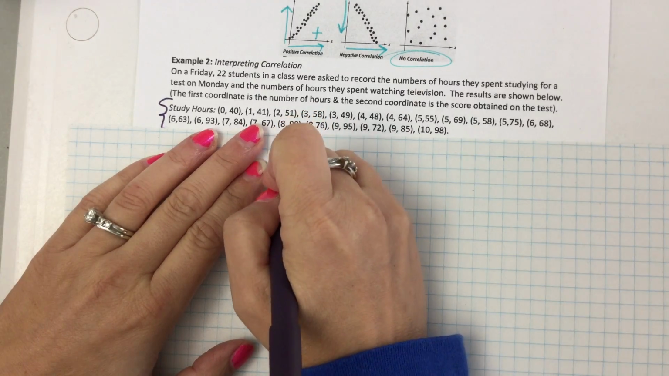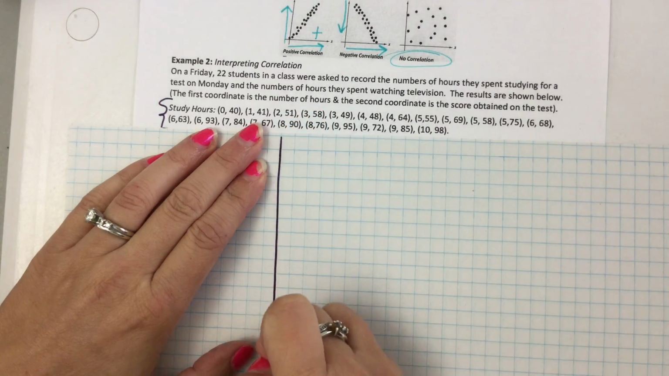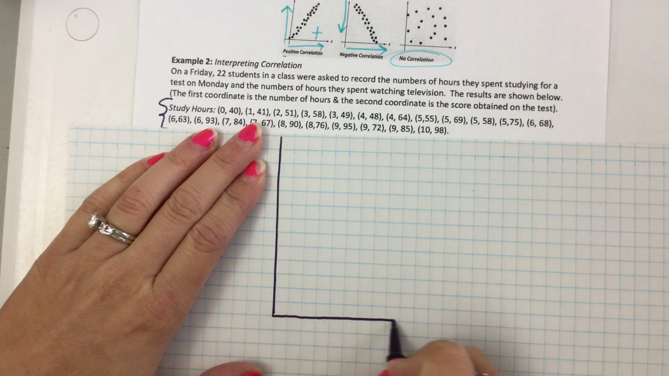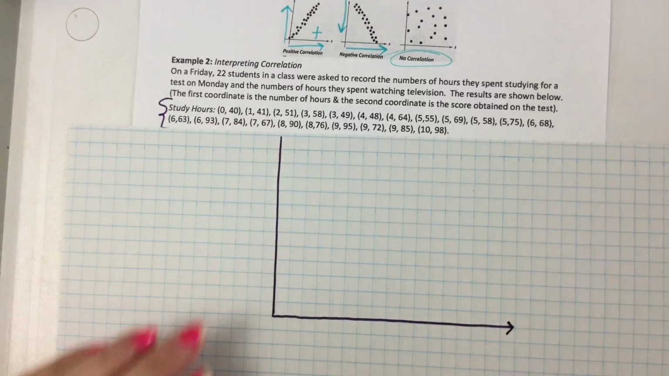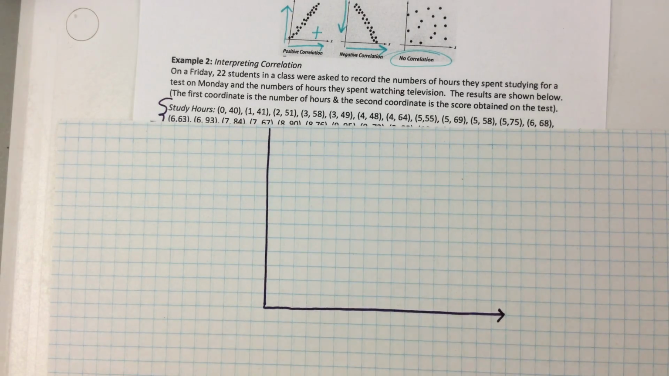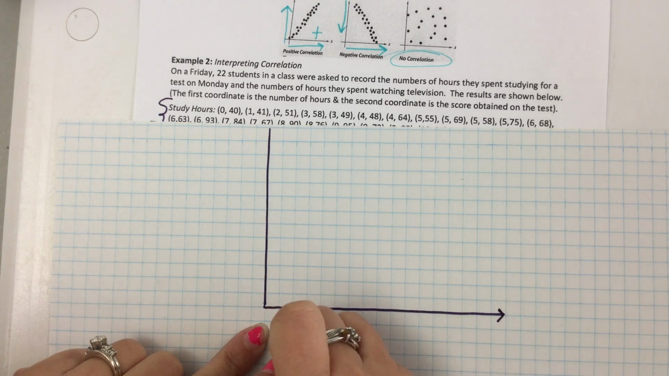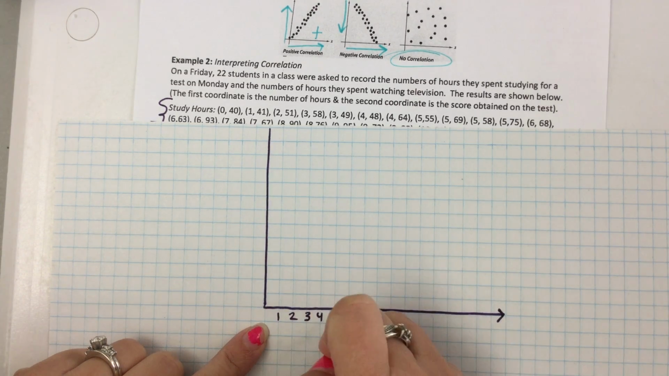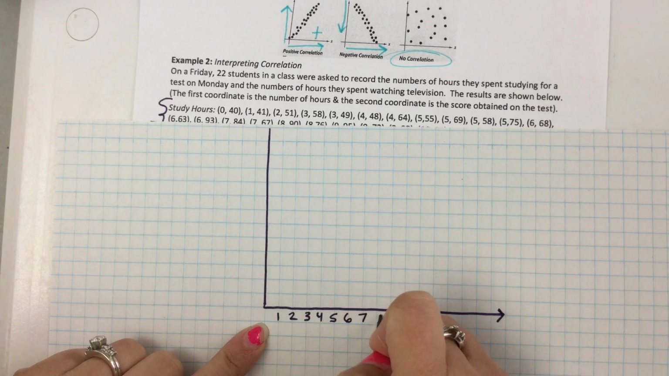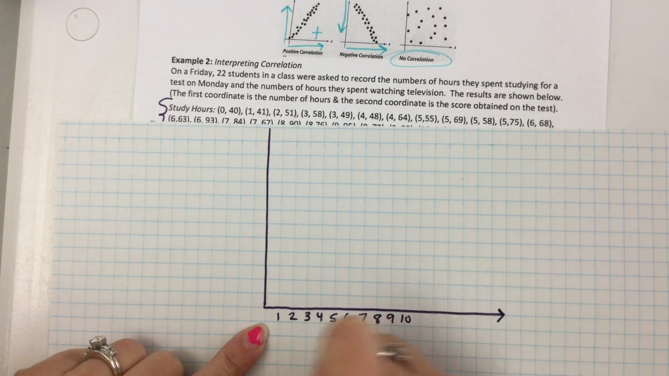I'm going to go ahead and make my scatter plot. I am not including a break symbol this time because somebody did study 0. So 0, 1, 2, 3, 4, 5, 6, 7, 8, 9, 10. This is hours studying.